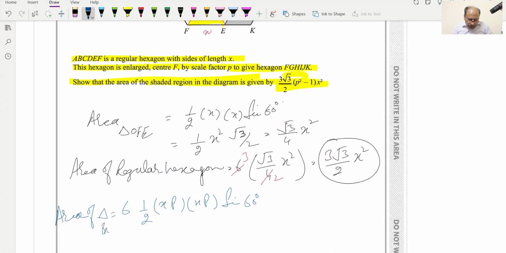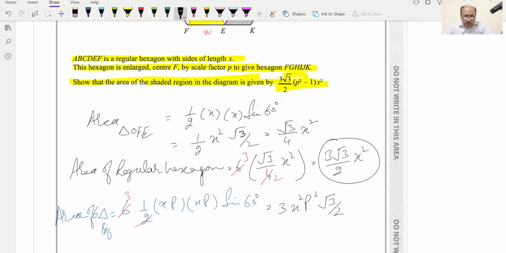this will be the big one, right? So 6 triangles, this will be equal to what? We can cancel this, 2 3s are 6, and this will be equal to 3 x squared p squared, and this will be under root 3 by 2.